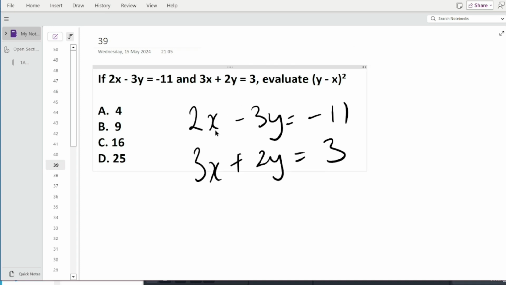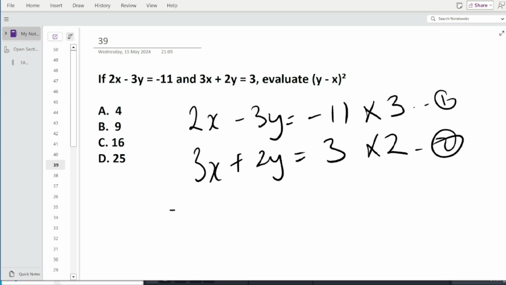In cases like this, the best method to use of either substitution or elimination, for some reasons, is elimination. Since we want to eliminate our x, we want the value of our x to be the same. We have to multiply this by 3 to make it 6, and also this by 2 to make it 6. So they are equal, and we can subtract and eliminate them out. So we have this times 3 and this times 2. This is equation 1 and this is equation 2.